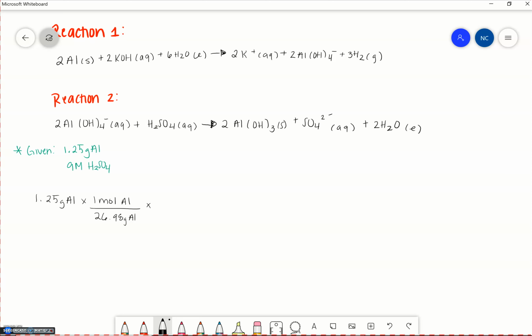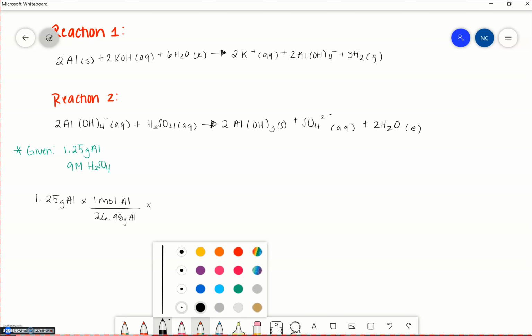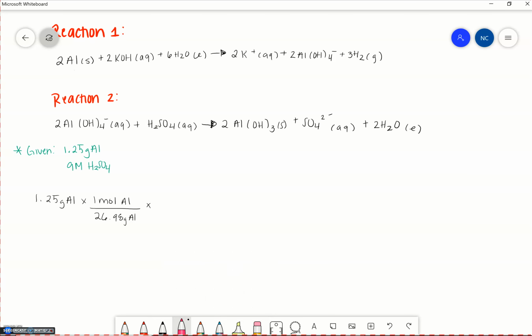But to get from aluminum to sulfuric acid, that does not show in reaction 2, but in reaction 1. Because in reaction 1 right here, we're going from aluminum to aluminum hydroxide 4-. And then you see in reaction 2, we're going to go from aluminum hydroxide 4- to H2SO4. So first we have to use information from the balanced equation from reaction 1, and then go to reaction 2.